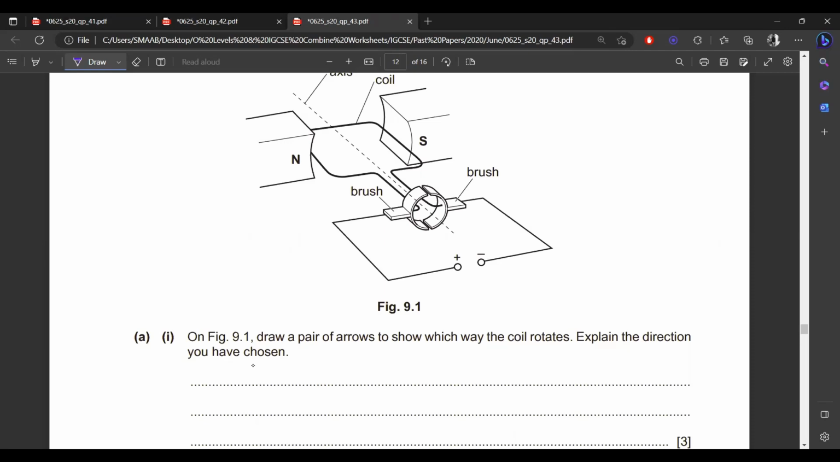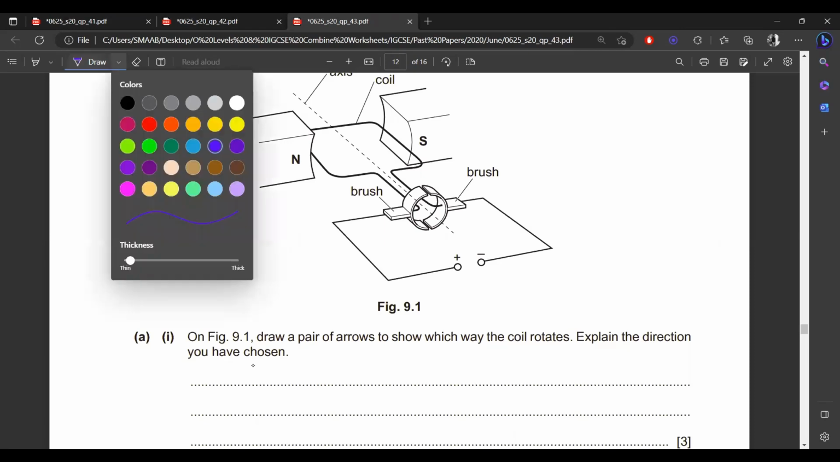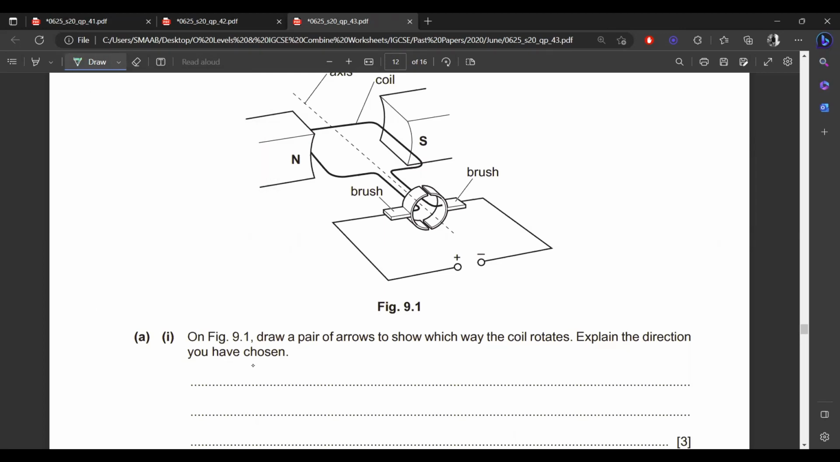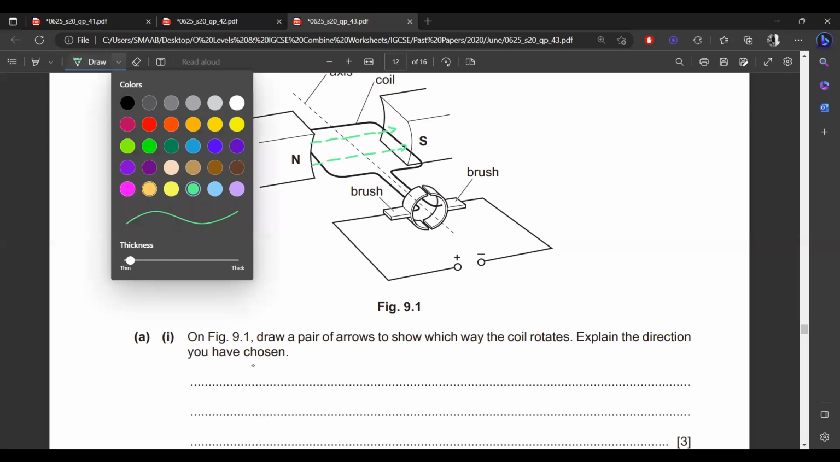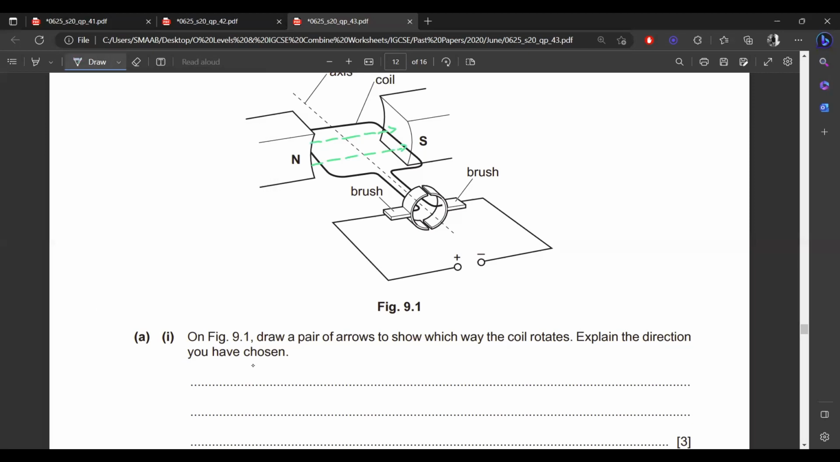That is from the north to south. For this rotation, you need to use the left hand rule, right? That we studied yesterday. First you need to find the direction of the magnetic field. So the magnetic field is moving from north to south like this, right? The second concept, you need to find the direction of electric current. Electric current will always move from positive or negative?